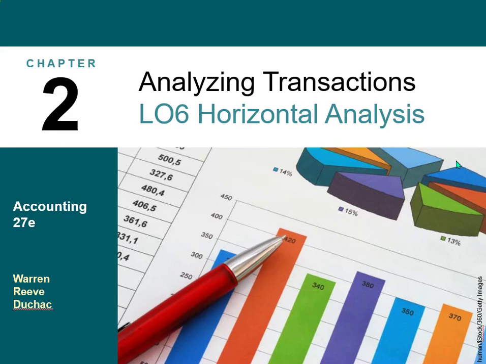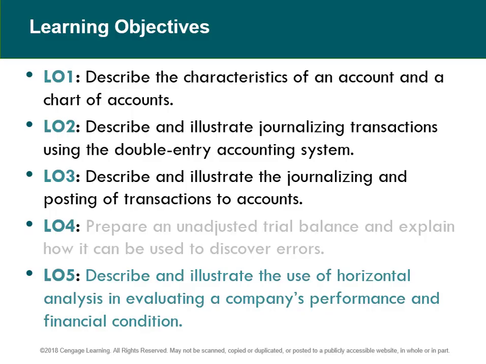Okay, Chapter 2, Analyzing Transactions, and this is Learning Outcome 6, Horizontal Analysis. Now, what we've done so far is you now know what accounts are used in businesses and how to set up a chart of accounts, the order that they're in and the reason they're in that order, and then you're able to journalize transactions using the double entry system. All right, and then describe how it's journalized and then updates the accounts. So then we know what balance we have in cash, for example, or how much we have in fixed assets.